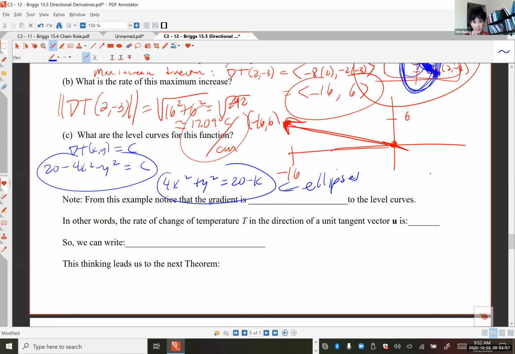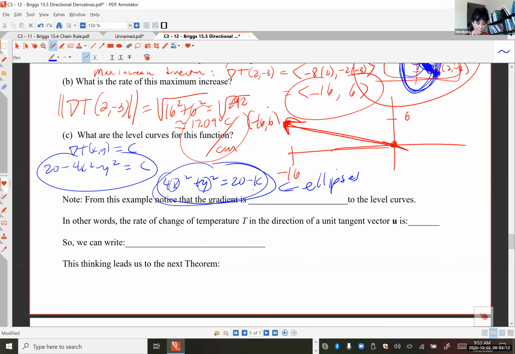Which level curve is that ant currently on? Well, if you plug the point (2, -3) into this equation, you would find the k that he would be on, and I think his k is like -5, and he's on a certain ellipse.